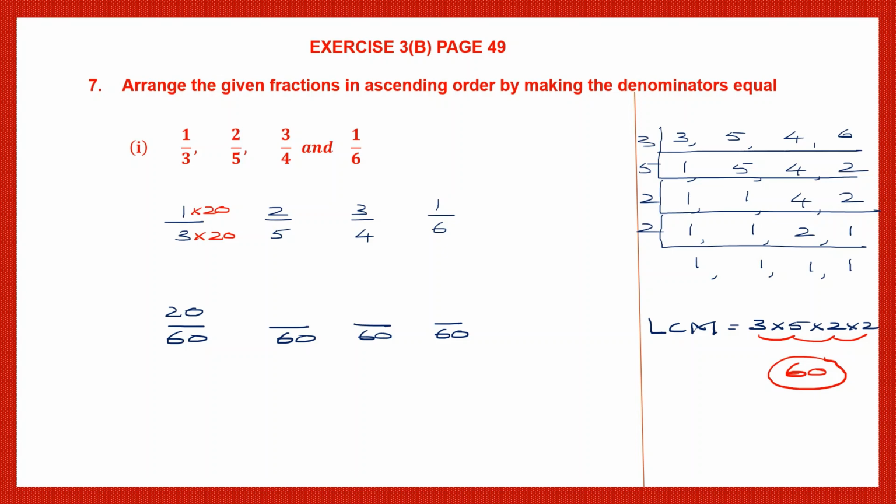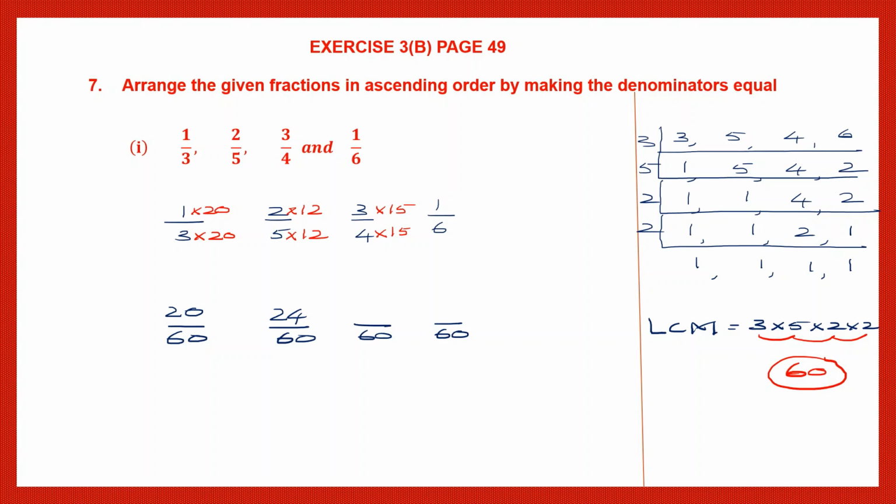Let's go to the second one. The denominator is 5. 5 into what is 60? 12. 12 fives are 60. So we multiply this also by 12. 12 twos are 24. Let's go to the next one. The denominator is 4. 4 into what is 60? 4 into 15. 15 fours are 60. So multiply this also by 15.